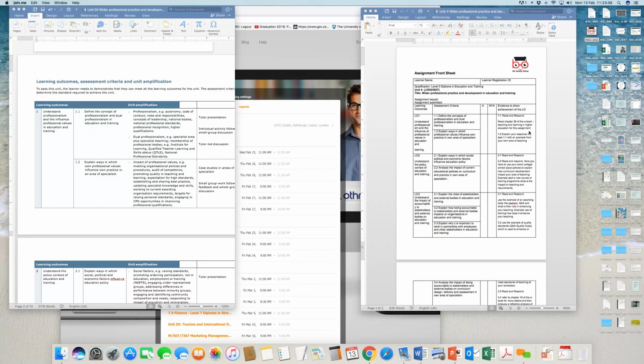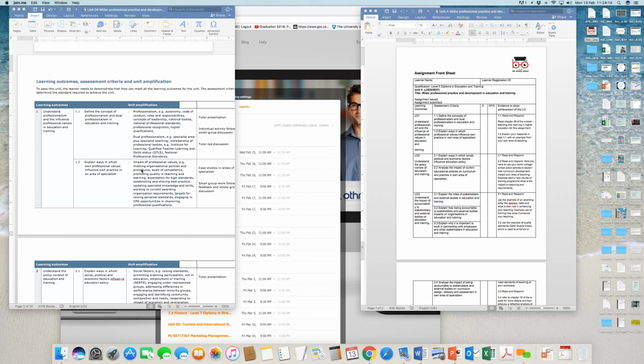The second part is explain ways in which professional values influence your own practice. And this is coming back to what I said before. The whole of this is about you and the way you operate within the school where you are. So the piece that you write on there is explain your response in the task. An example from the task at 1.1 will lead you into this and give you an example of your own area of teaching.